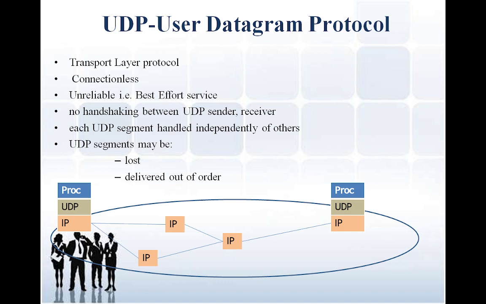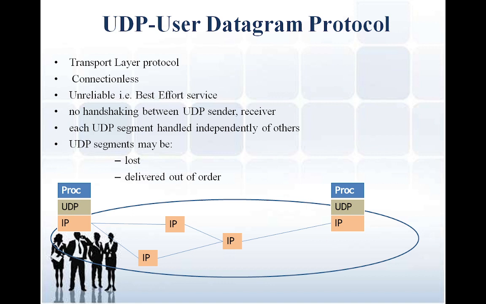Then the next protocol is the UDP protocol. It's a transport layer connectionless protocol. It's an unreliable protocol, so it provides best effort service. There is no handshaking between the UDP sender and receiver, because we have already seen there is no connection between the sender and receiver. Each UDP segment is handled independently of the others. So UDP segments may be lost or may be delivered out of order.